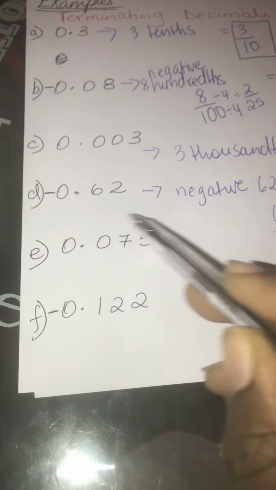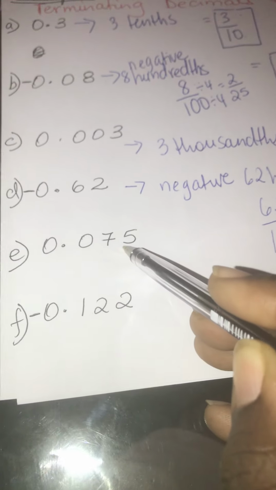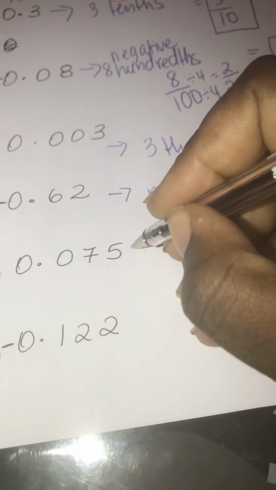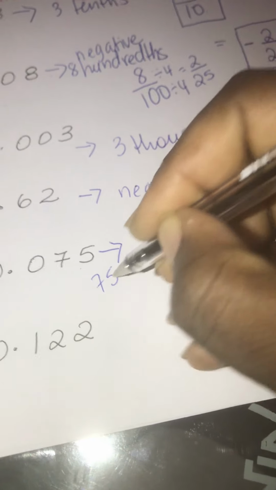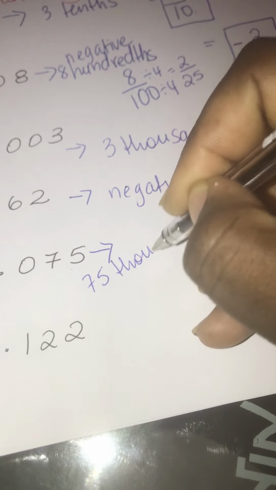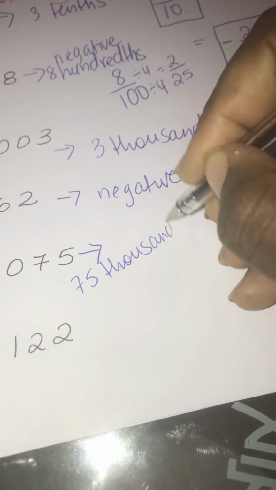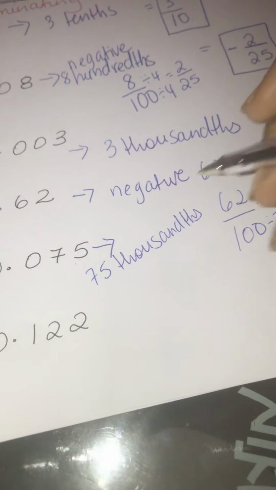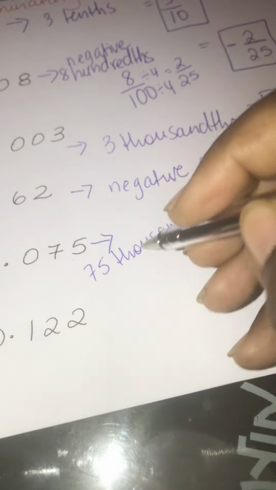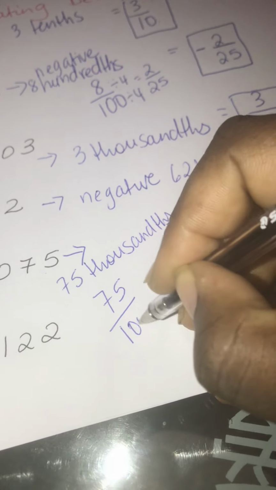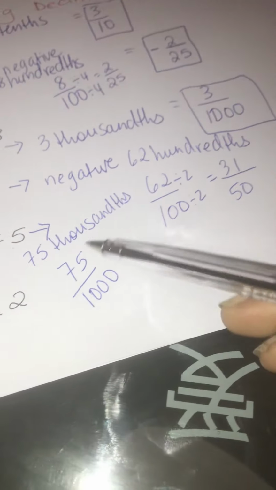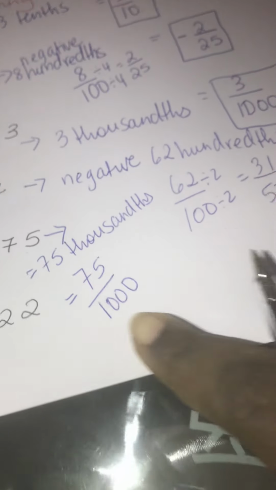Okay. Then now we do this one. 75 thousandths. So that's how I read this. 75 thousandths. Okay, how do I write it? 75 over 1000. Is this my answer? No. This is not my answer.